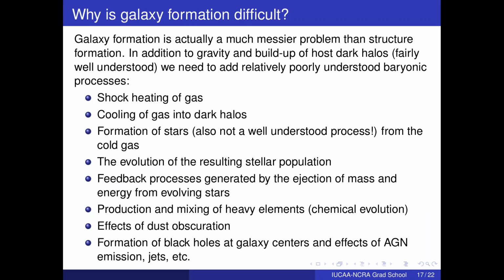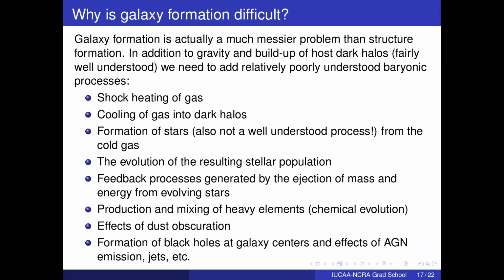The evolution of the resulting stellar population is now very well understood. That's why stellar population synthesis works, except for the post-AGB phase of stellar evolution. Feedback processes generated by the ejection of mass and energy from evolving stars are uncertain, such as your supernova rate or stellar winds and things like that.